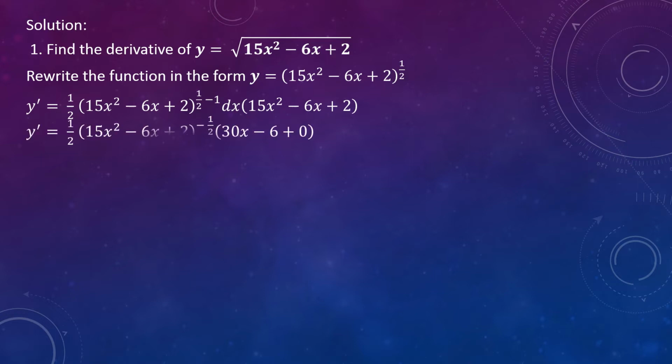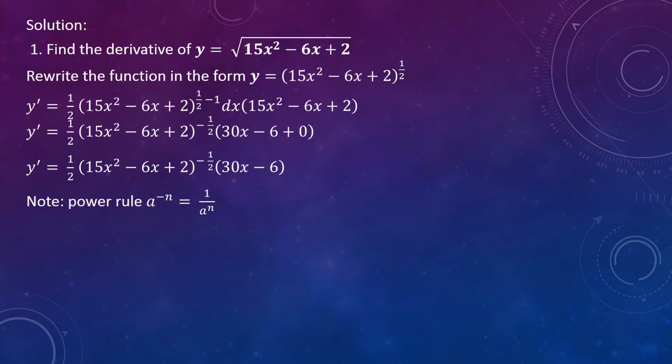After that, by simplifying, we can now have 1 half times the quantity of 15x squared minus 6x plus 2 raised to the power of negative 1 half, because 1 half minus 1 is negative 1 half. Then the derivative of 15x squared minus 6x plus 2 is 30x minus 6 plus 0. Then simplifying, we get y prime is equal to 1 half times 15x squared minus 6x plus 2 raised to the power of negative 1 half times 30x minus 6.